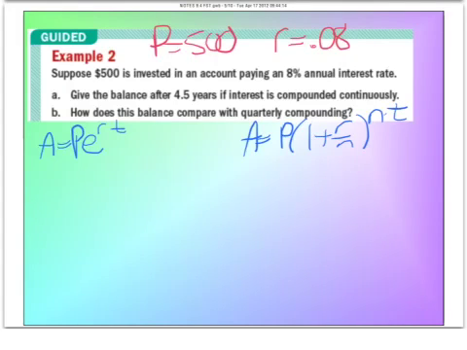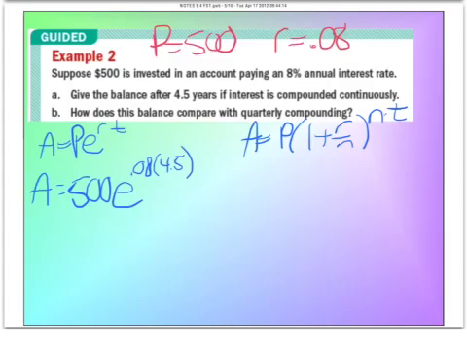Okay. A = Pert, you would just put in how much am I left with, that is A. If I put $500 in, that's P. Our rate is 8%, and the time period here is 4.5 years. If you put this in your calculator, you're going to want to raise e to the power, which actually becomes 0.36.